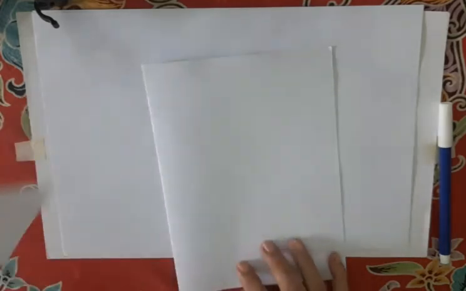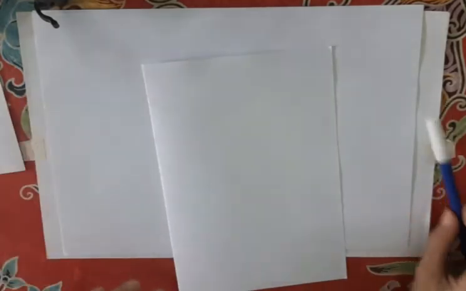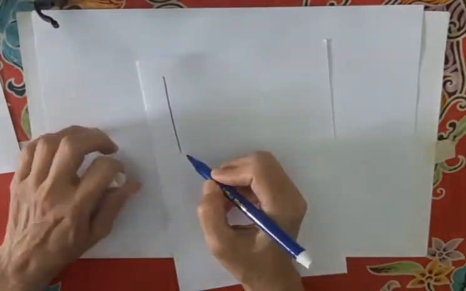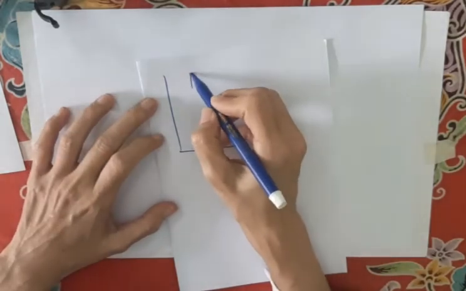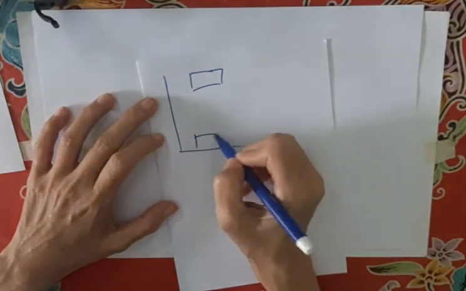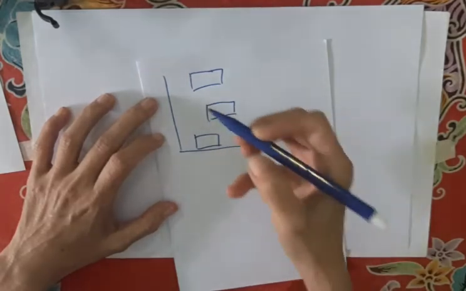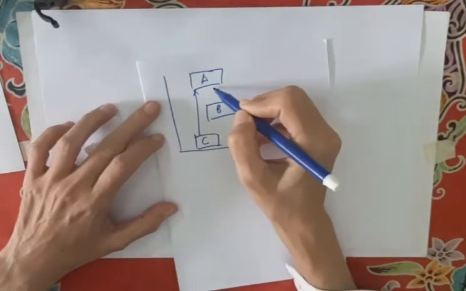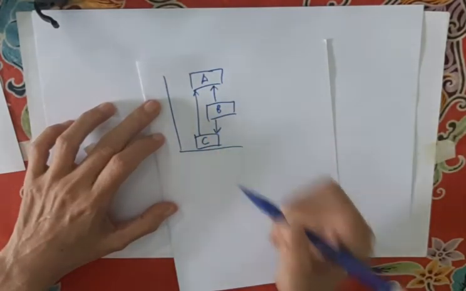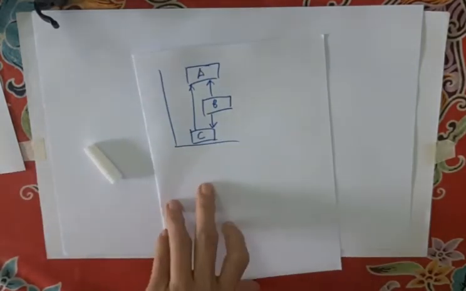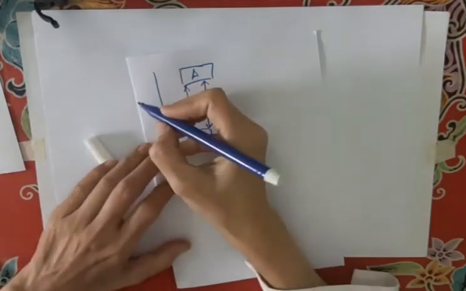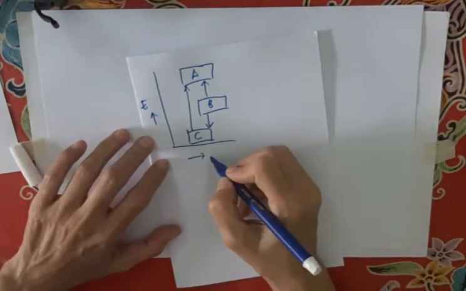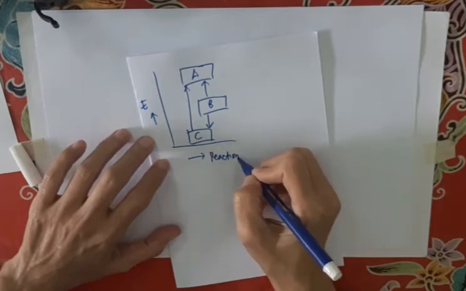For example, this one, we have this type of energy diagram. We have A, B, and C, and this. So it's energy and it's reaction pathways.